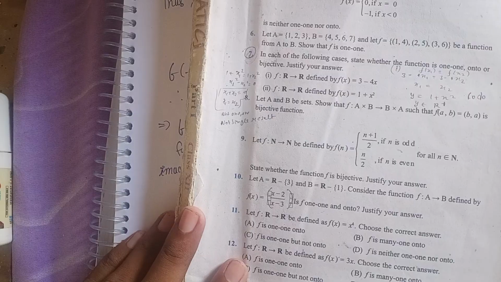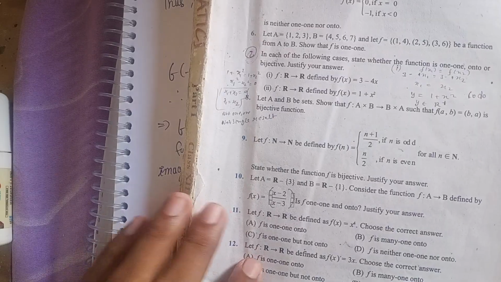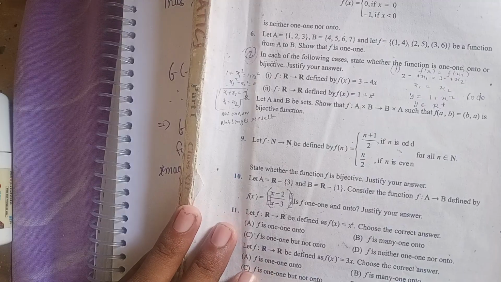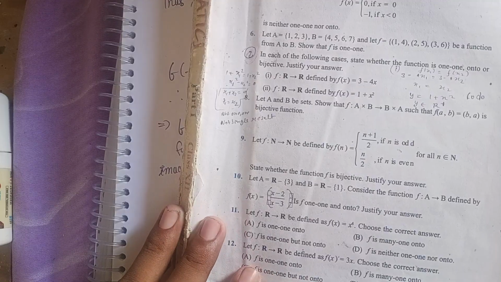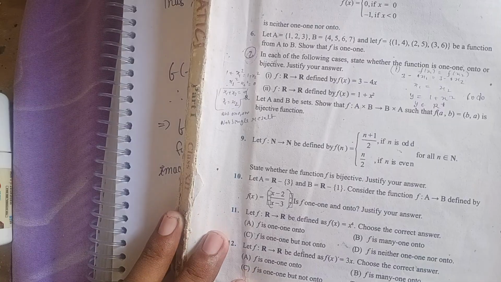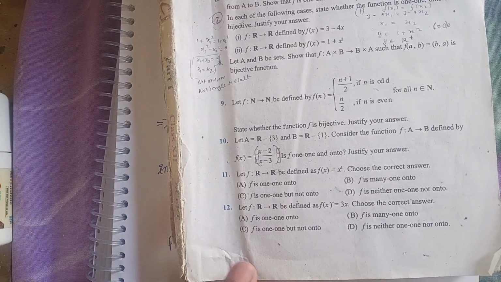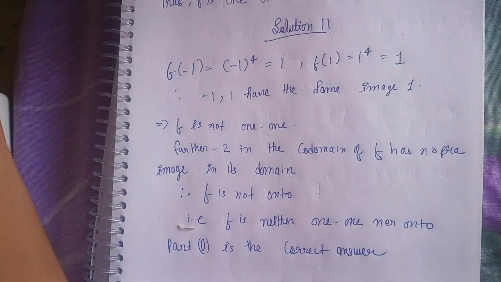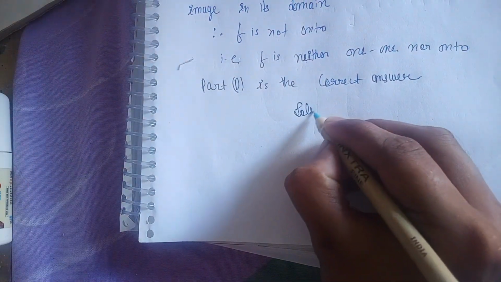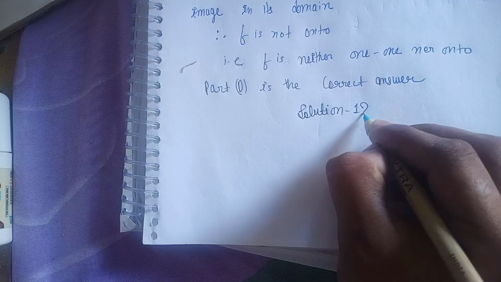Now question number 12. Let f from R to R be defined as f(x) is equal to 3x. Choose the correct answer. Option A is f is one-one onto. B is f is many-one onto. C is f is one-one but not onto. And D is f is neither one-one nor onto. This is question number 12. Solution for question number 12.